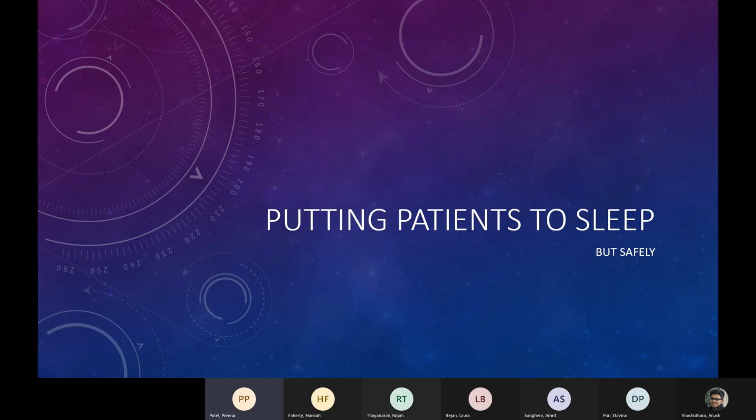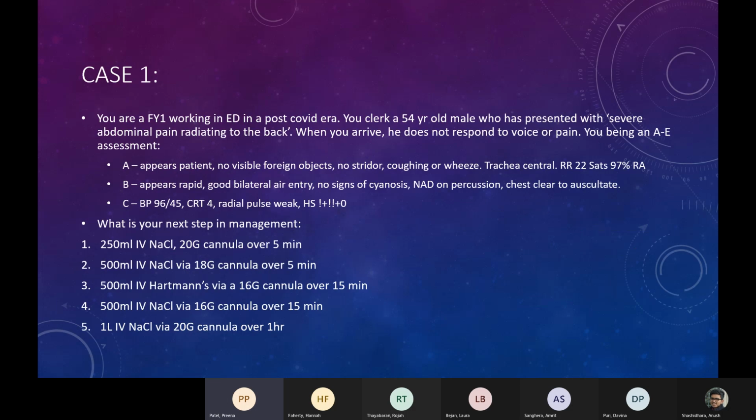Sorry. Cool. Okay, so we're going to do this whole thing case-based, SBA-based. So this is the first one. You're an F1 working in ED in a post-COVID time. A 54-year-old man comes in with severe abdominal pain radiating to the back. When you arrive, he doesn't respond to voice or pain, and you do an A to E. So this is what your A to E shows.